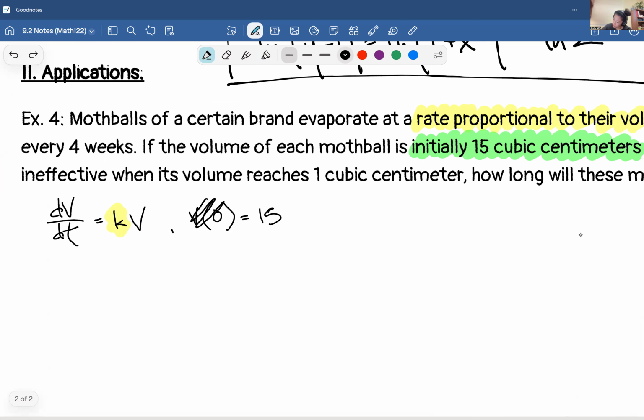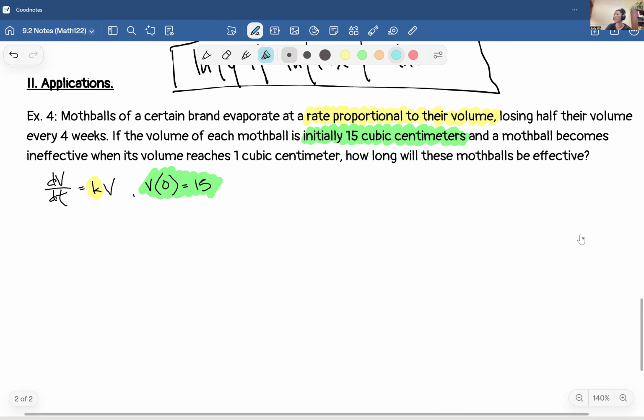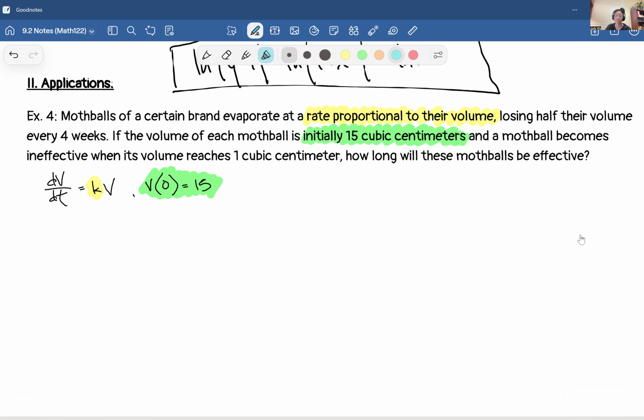It also tells us some other number. It says that the mothball becomes ineffective when its volume reaches 1 cubic centimeter. We're going to use that at the end to help us figure out some more information, so let's hold off on that piece.